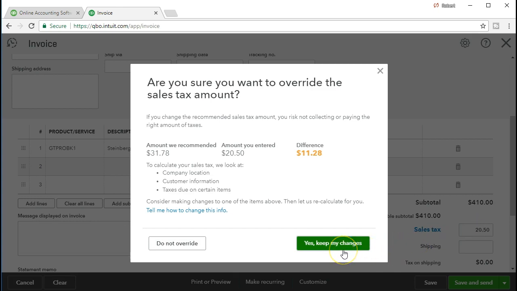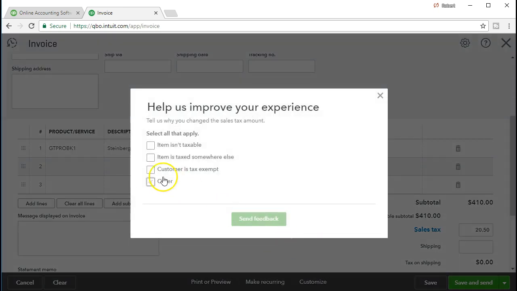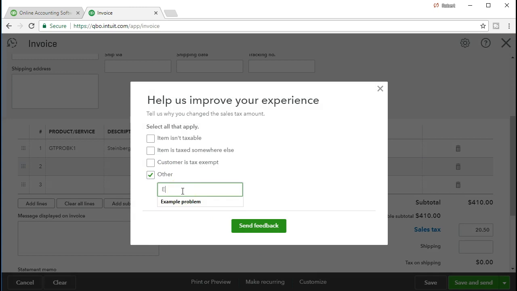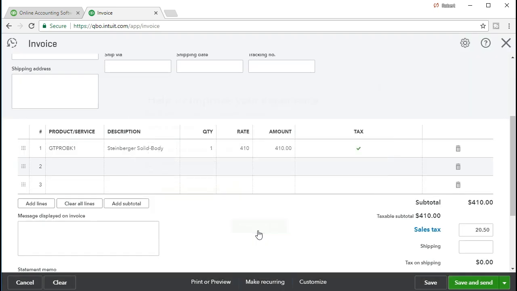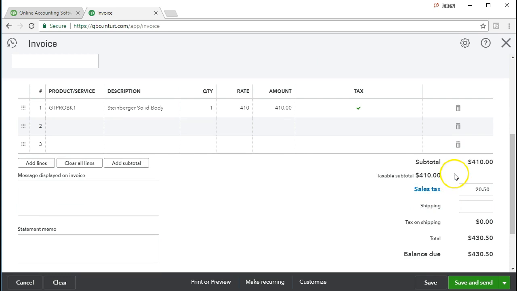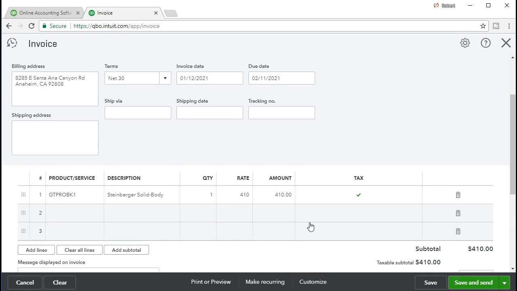It's going to say, do you want to keep that? Why did you do that? It doesn't line up to what we calculated. We're going to say, yeah, let's keep that. I'm going to tell it it's an other and it's an example problem, just to give them feedback to say they didn't mess up or anything. So you don't have to give them that feedback, but there you go. So there we have that. And then we have the 410, the 20, and that'll give us the $430.50 as the total.